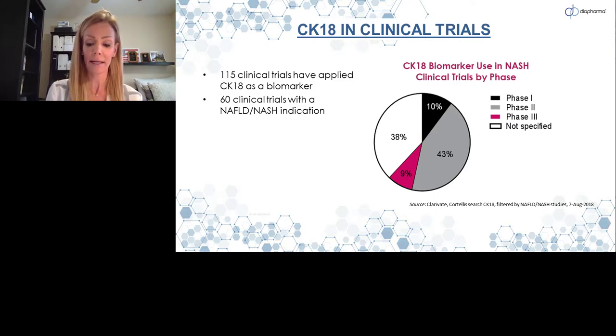The data on this slide are a bit outdated. They're from 2018. But at that point, CK18 had been evaluated as a biomarker in over 115 clinical trials and in 60 trials with a NAFLD or NASH indication. Most of these were early phase trials, so phase 1 or phase 2, but that's because at that point, there were only a few NASH drugs in phase 3 development. Since then, more NASH drugs have entered into phase 3, and we know that CK18 is included as a biomarker in the majority of phase 3 NASH trials, so we would expect that slice of the pie to be slightly larger at this point.